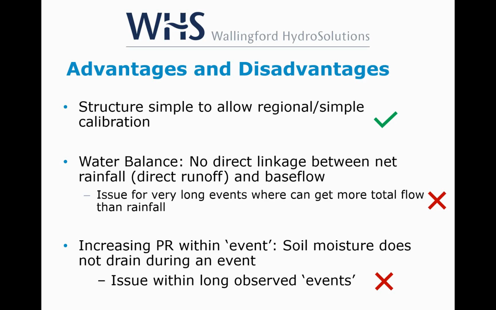There are two main disadvantages. The first is because there's no direct linkage between the net rainfall and the base flow, we can sometimes get more flow generated within an event than actually went into the event by the rainfall. In addition, because there's no drainage of the soil moisture within an event, our percentage runoff increases throughout an event. If we've got really long events, that could then be an issue.